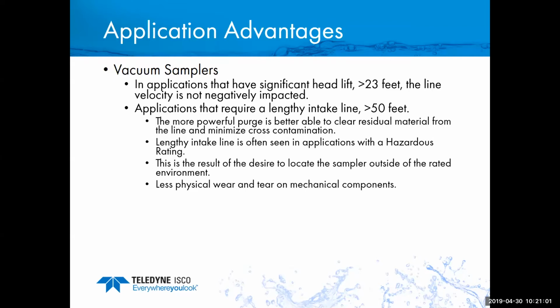A lot of times they use a longer intake line in hazardous locations. The vacuum samplers can actually go up to about 300 feet on their suction line. You put the sampler in the non-hazardous area and then you run the suction line through conduit in the hazardous area, that way you don't have to have the electronics in the actual hazardous area. Very common to do that with the vacuums.